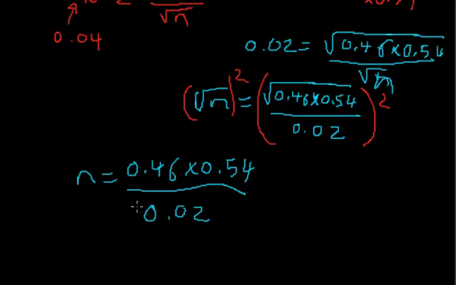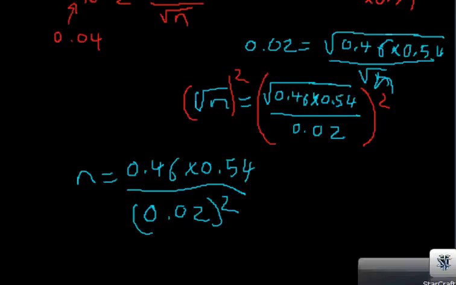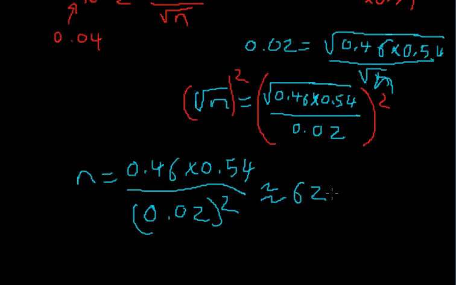We can just plug this into a calculator. 0.46 times 0.54 divided by 0.02 squared gives us 621. There's some rounding in there. It's not exact, remember, because we bootstrapped the SD, but this is our best approximation.